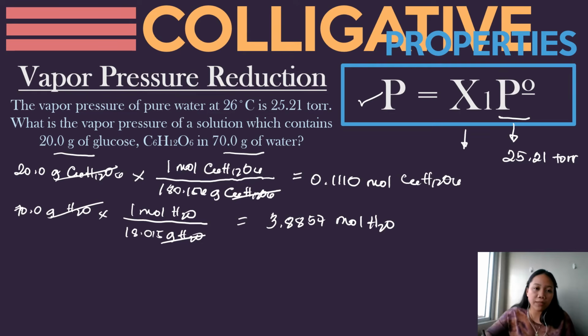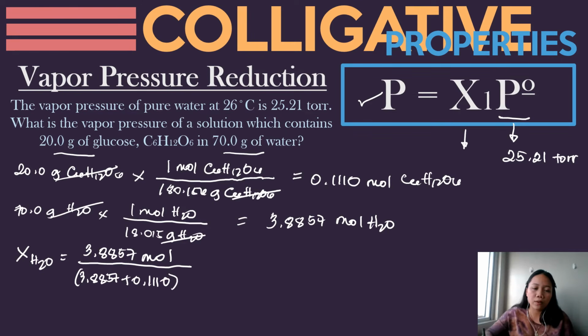So let's solve for the x, because it's a mole fraction. Solve for your x sub water. You now have the number of moles of water, which is 3.8857 mole, divided by, what should be the denominator in the mole fraction? It should be the total number of moles of the components of the mixture. In this case, that would be 3.8857 plus 0.1110 mole.